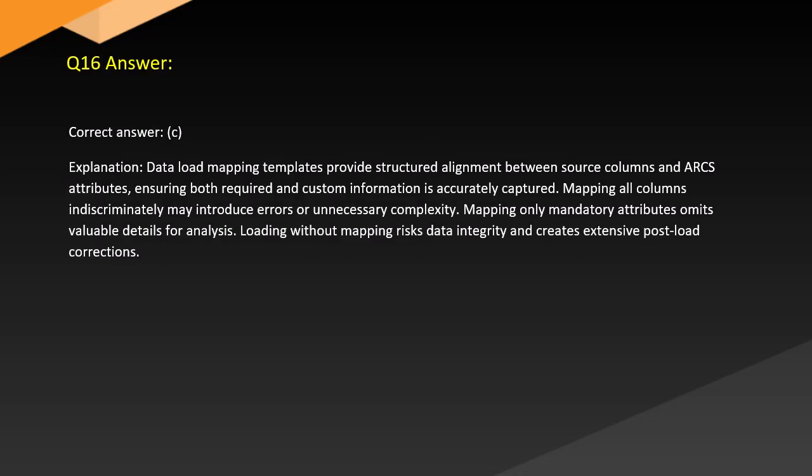Answer. Correct answer: C. Explanation. Data load mapping templates provide structured alignment between source columns and ARCS attributes, ensuring both required and custom information is accurately captured. Mapping all columns indiscriminately may introduce errors or unnecessary complexity. Mapping only mandatory attributes omits valuable details for analysis. Loading without mapping risks data integrity and creates extensive post-load corrections.